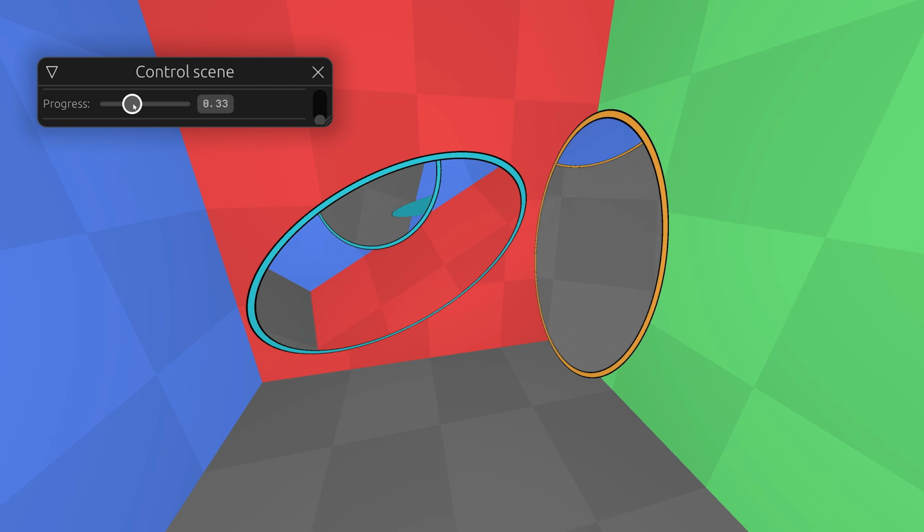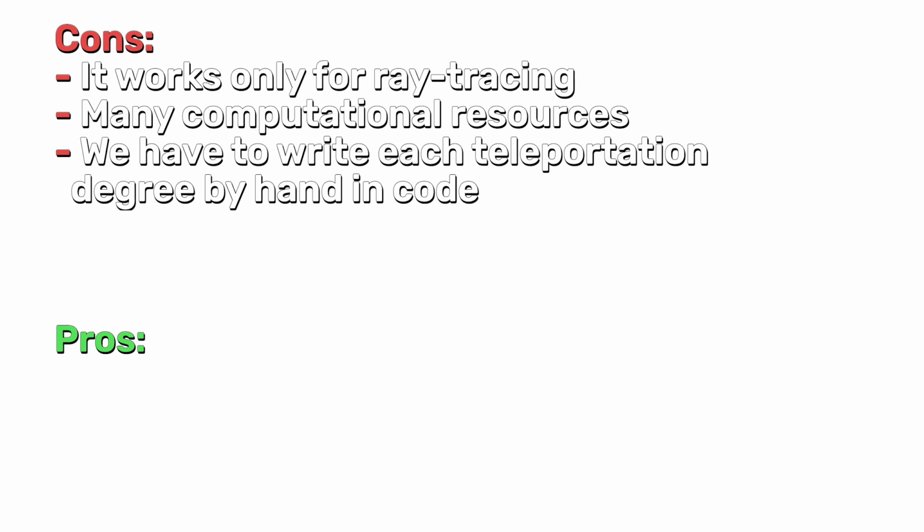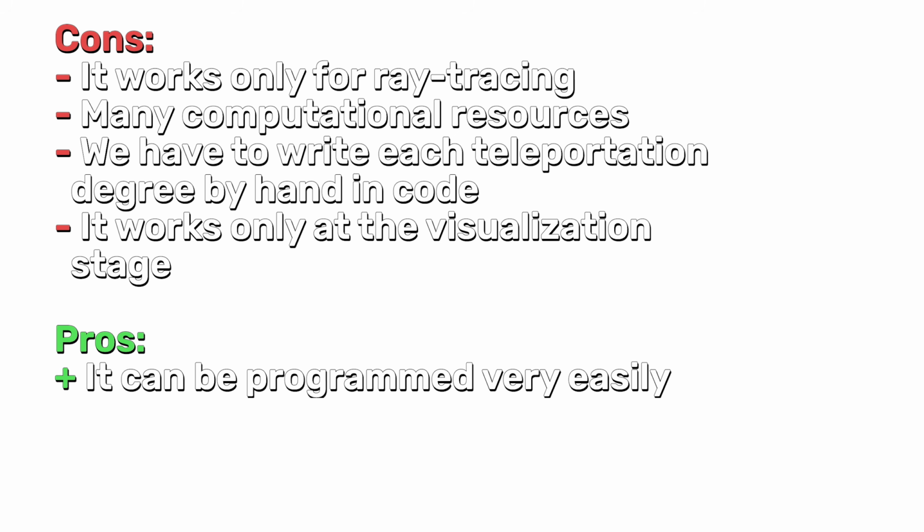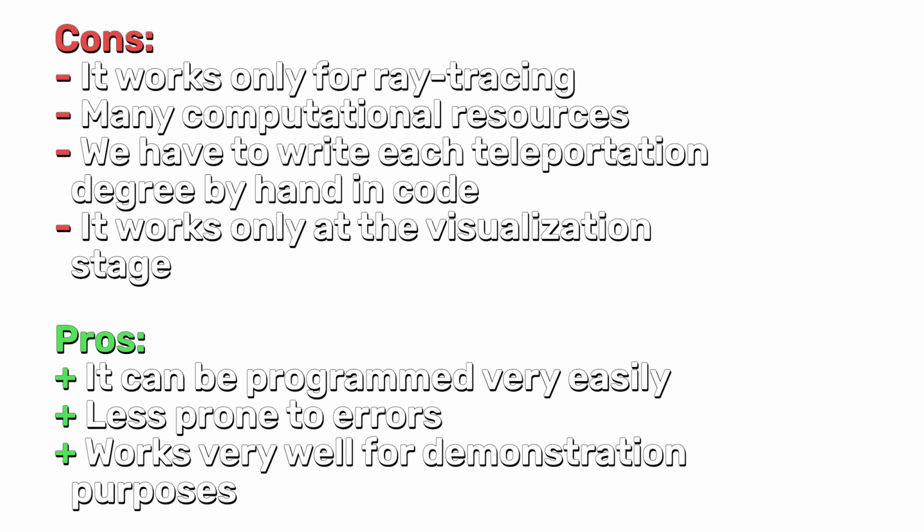And it's better than the discrete approach, but it has pros and cons. Cons, it works only for ray tracing. Therefore, we need a lot of computational resources. We have to write each teleportation degree by hand, in code. It works only at the visualization stage. That is, to put physics here, we need to reinvent everything. Pros, it can be programmed very easily. Therefore, it's less prone to errors. It works very well for demonstration purposes, which is what I'm pursuing in the first place.